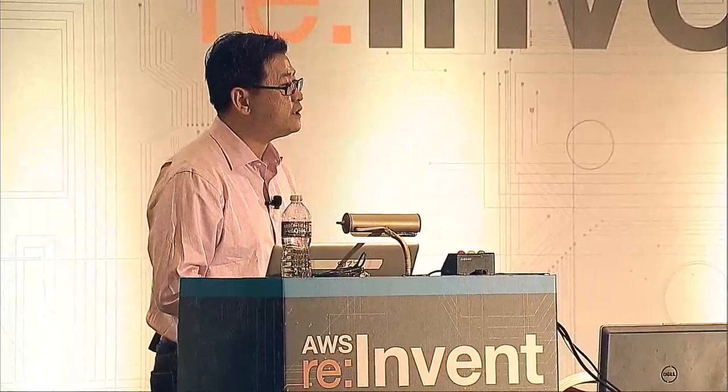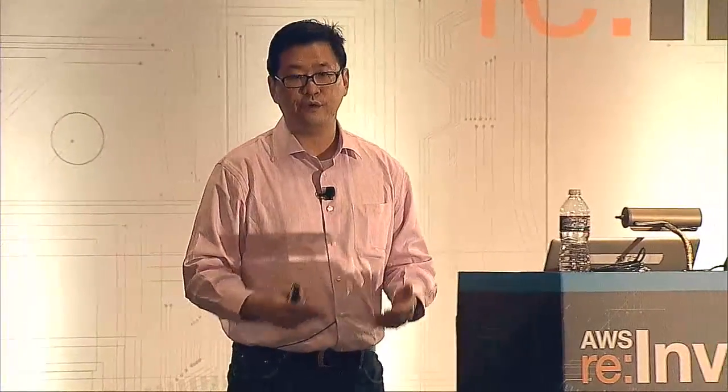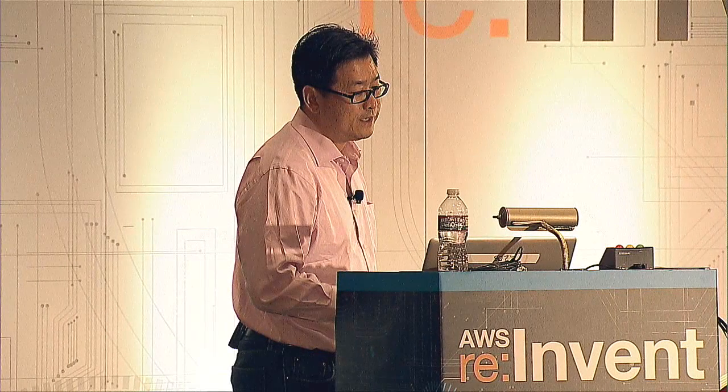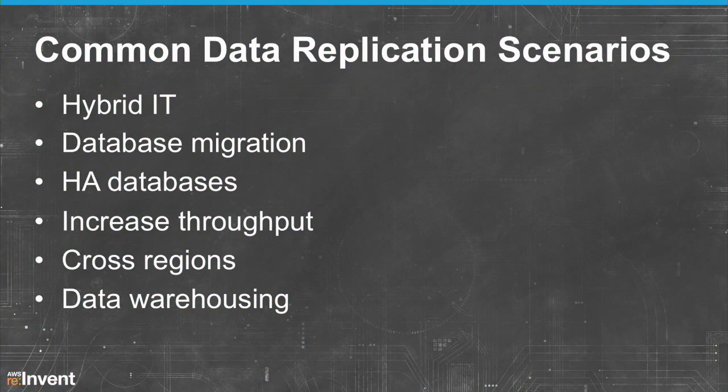So I'm going to introduce you to six different common scenarios, and we're going to go through these scenarios to introduce different replication options in AWS. Some of them are very typical and traditional. I think these scenarios exist in non-AWS or non-cloud environments, like data migration, HA databases, and increasing throughput. But some other scenarios are very specific to cloud or AWS.